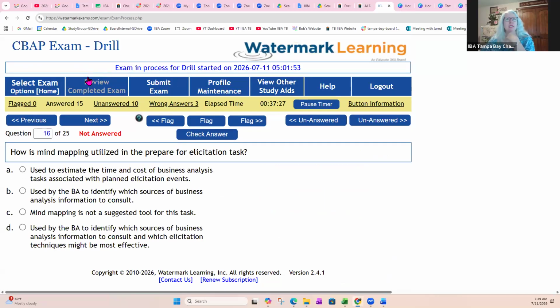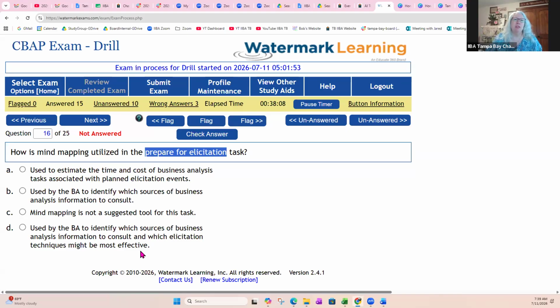How is mind mapping utilized in the prepare for elicitation task? So this is where we're at, prepare for elicitation. How is mind mapping utilized according to the BABOK? A: Used to estimate the time and cost of business analysis tasks associated with planning elicitation events. B: Used by the BA to identify which sources of business analysis information to consult. C: Mind mapping is not a suggested tool for this task. D: Used by the BA to identify which sources of business analysis information to consult and which elicitation techniques might be most effective. So let's eliminate one.